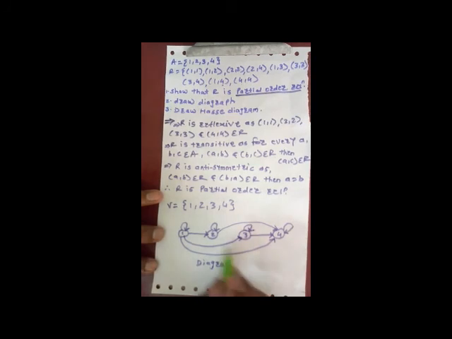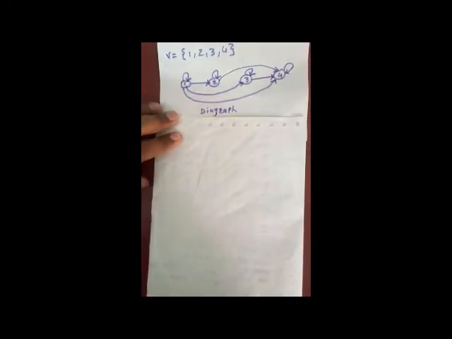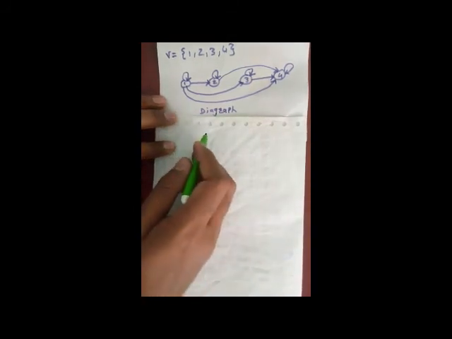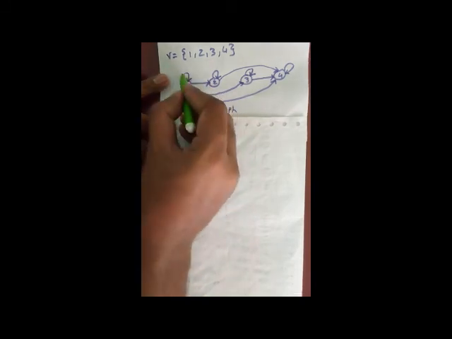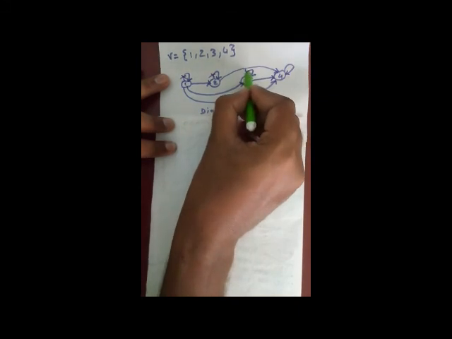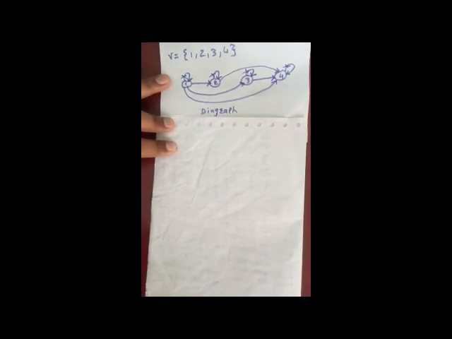To draw the diagram we use vertices and edges. Edges are nothing but directed edges. So 1 to 2 means 1 comma 2. So this is the answer of the second one, that is the diagram. The third one is draw the Hasse diagram. To draw the Hasse diagram, first we have to remove the self loops, that is 1 comma 1, 2 comma 2, 3 comma 3, and 4 comma 4.